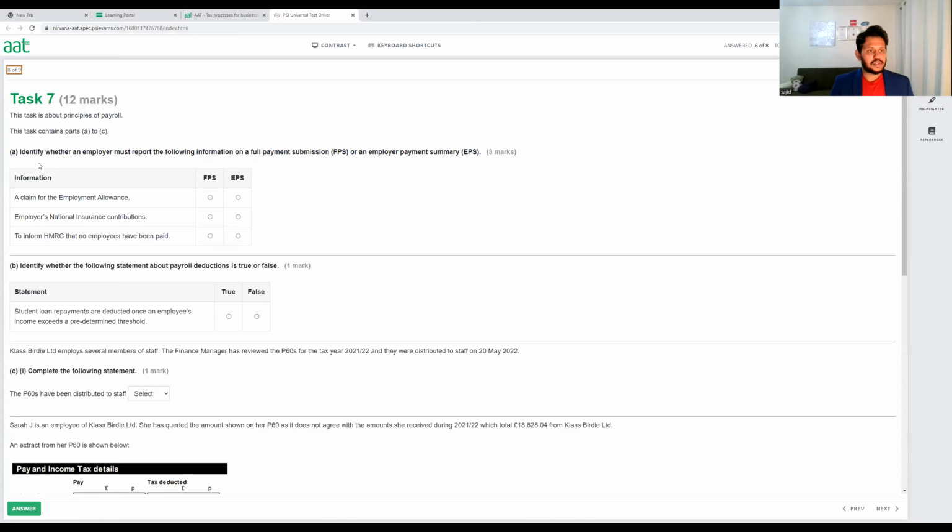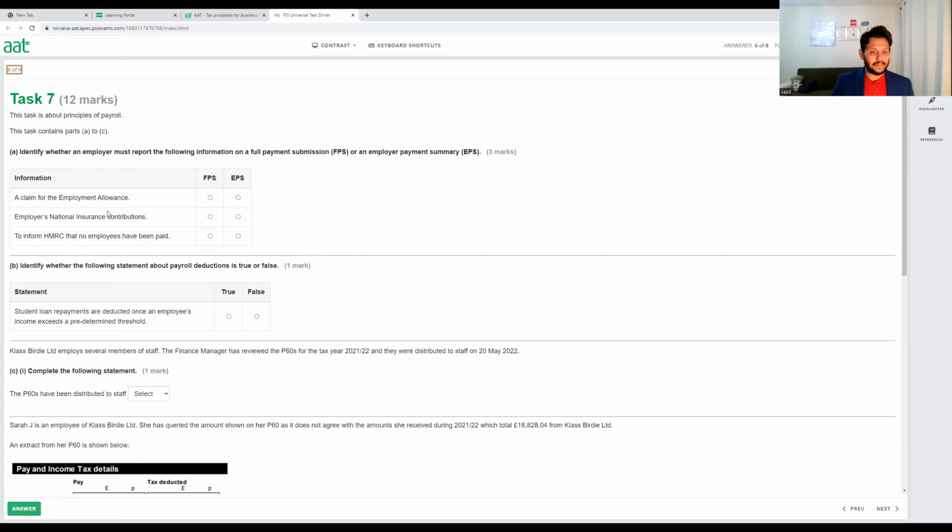Identify whether an employer must report the following information on a full payment submission, FPS, or EPS, employer payment summary. We discussed this a little bit, but you need to make sure you read the whole page for the EPS and FPS. In the exam, there will definitely be one question from the PAYE or the payroll. Make sure you understand it and remember it. It has 12 marks, so very important.